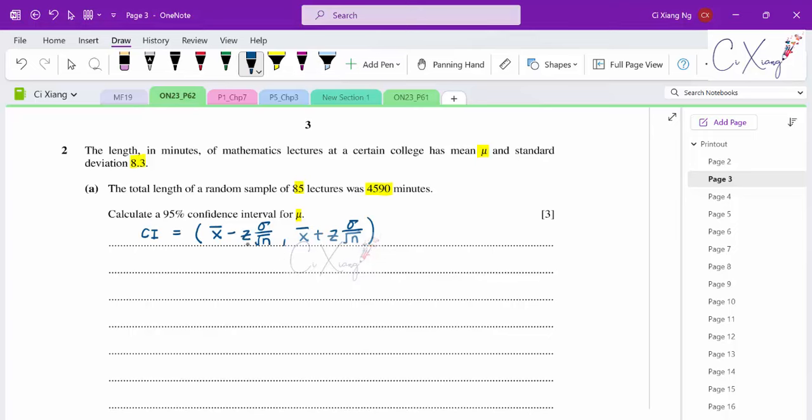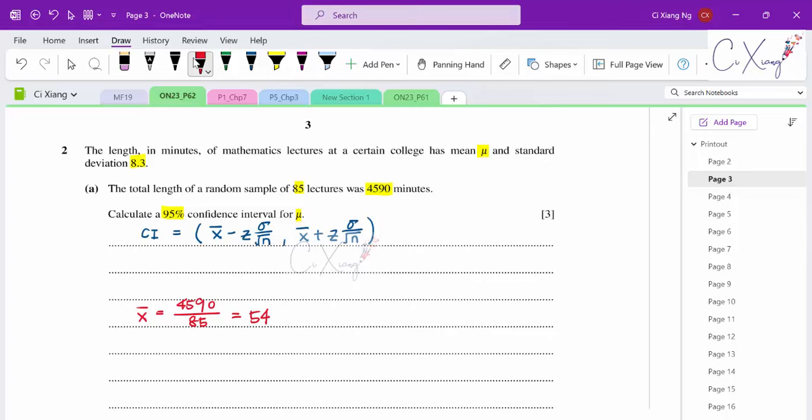Then the value of z depends on the confidence level that we are interested in, which is 95%. So we need to find the z by using the 95% later. Okay, so let us try to set up the question slowly. First of all, I want to get the sample mean, which is 4590 divided by 85. So the sample mean value should be 54, right? So you already get the sample mean value.